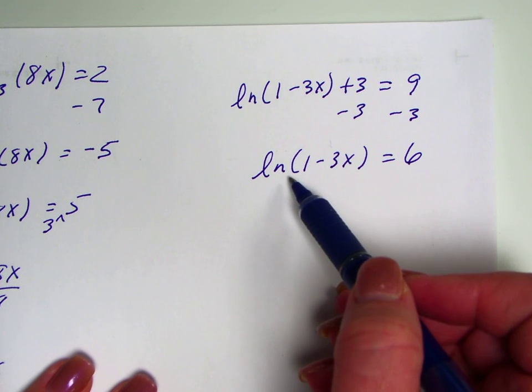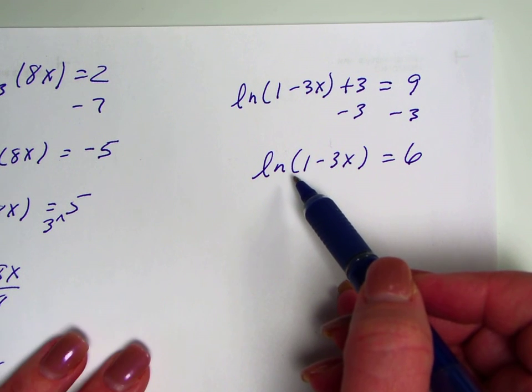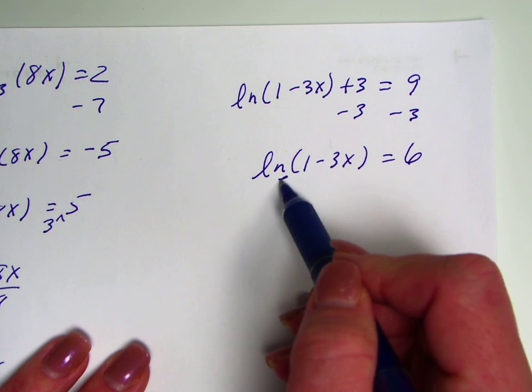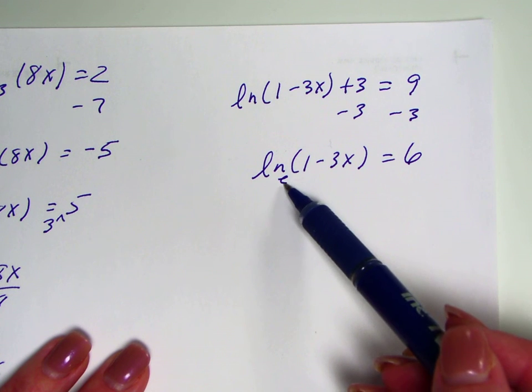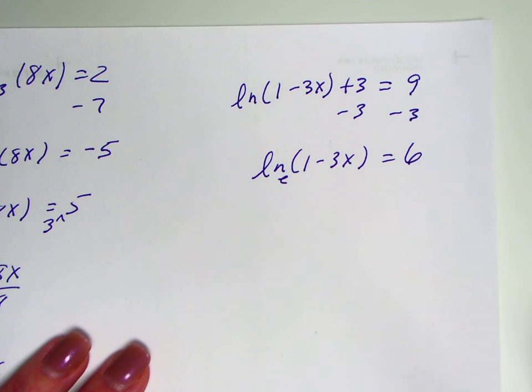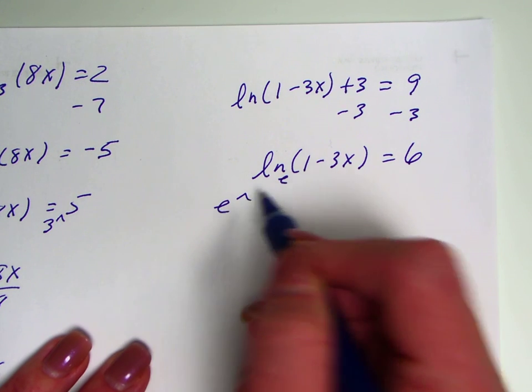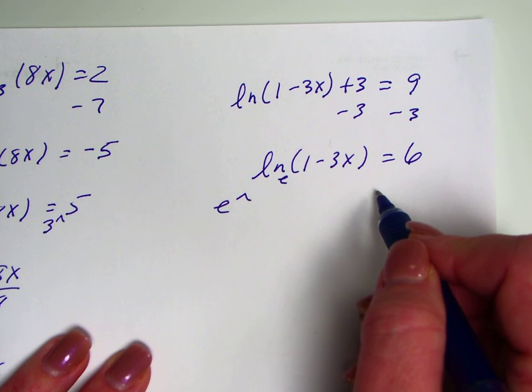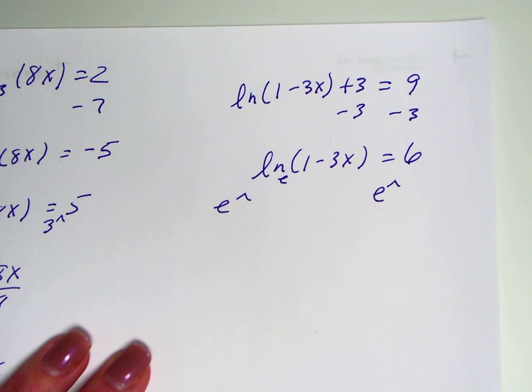So since we have a natural log with base e, we're going to exponentiate with base e. Or if we know this is base e, we can do the same thing. e raised to the 6th power is going to equal 1 minus 3x. So either way you want to do it. So I'm going to go ahead and exponentiate e raised to this. I'm going to raise this side, e raised to the 6th.